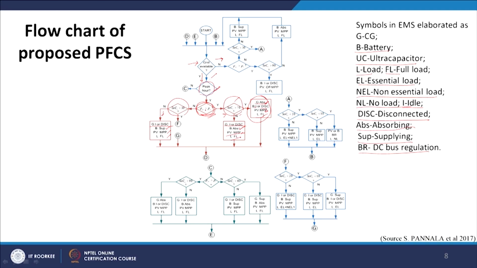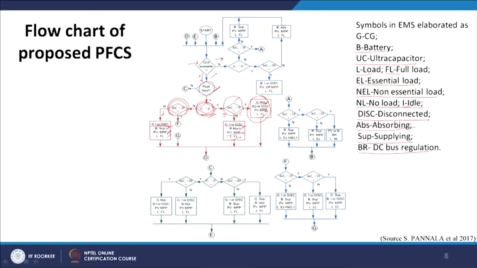Now, if the PV is not greater than PL, then you check whether your SOC is less than 30. If it is, then the grid could be idle or disconnected, and the battery has to supply, because your generation is low to meet your own load. The battery has to supply, and the PV will be at MPP no doubt, and the load could be at full load.